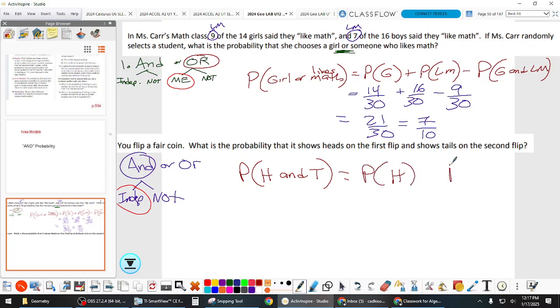Anyway, what goes in between these two when it's independent? Yeah, it's just multiply. So this is 1/2 and 1/2, and so we get 1/4, or 25% chance. It's interesting on coin flipping how quickly the probability drops. If I said, what's the probability of flipping 4 tails in a row? It's really small. Even that small of a number is a difficult thing to do.